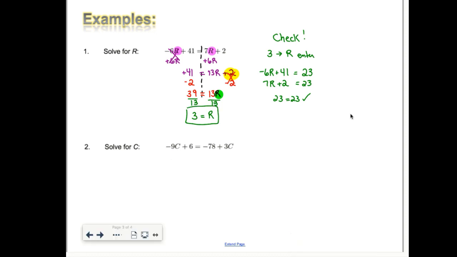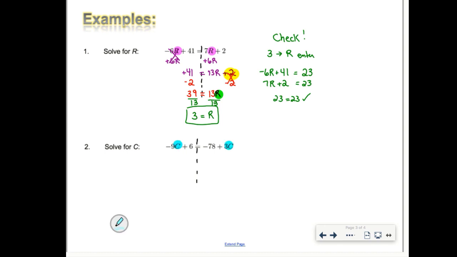Last example that I'm going to do with you, number 2, solve for C. I don't have two things on one side. I'm going to go ahead and draw my line in, but I have a C on one side and a C on the other side. So I need to get those together. Since they both have two things on one side, it doesn't matter which side I take from. I'm going to add 9C, because to undo a minus, you add. So I'm going to add 9C, add 9C. When I do, these go away, so I have a plus 6 on this side. Over here I have a -78. 9 plus 3 is 12.